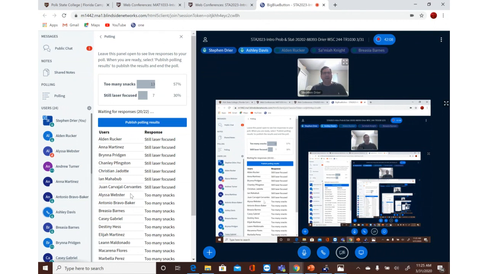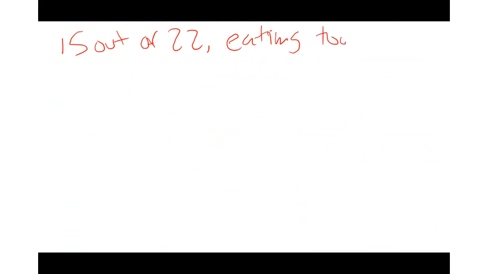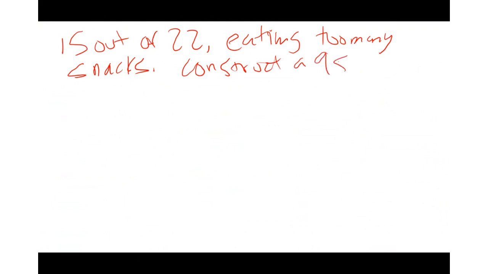All right. So we got 13 out of 20. 14 out of 21. We're going to say 15 out of 22 because I'm going to put myself in that group too. So we got 15 out of 22 who are eating too many snacks. Let's construct a 98% confidence interval for the proportion.